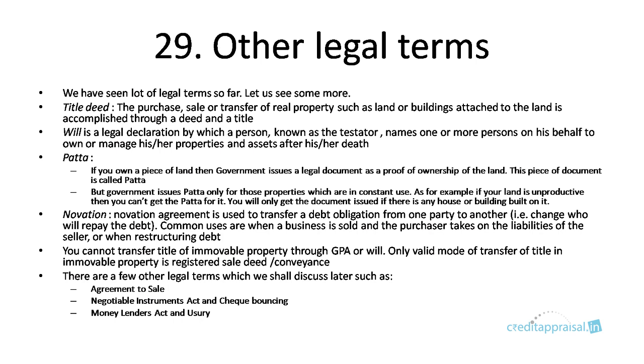Another term is novation. A novation agreement is used to transfer a debt from one company or party to another. Usually you see this when a business is sold and the new person, the purchaser, takes on the liabilities of the earlier company. Right? That is novation. Then you cannot transfer immovable property by GPA or will. That we already discussed. The only valid mode of transfer of title in case of immovable properties is a registered sale deed.